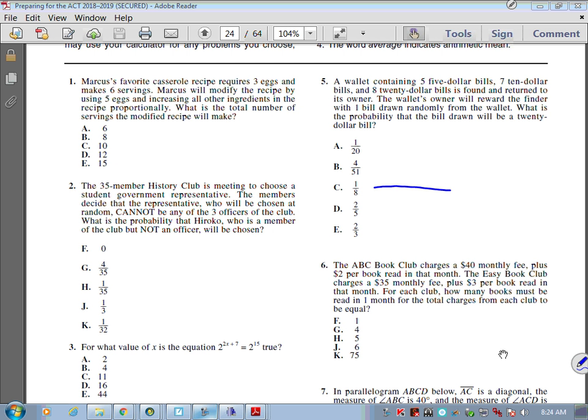All right. So how many $20 bills are there? How many total number of bills are there? Okay, 5, 7, and 8. 5 and 7 is 12. 12 plus 8 is 20. Okay, so there's 8 desired over 20, and that reduces down to what? 4 tenths. 4 tenths will reduce down to 2 fifths.